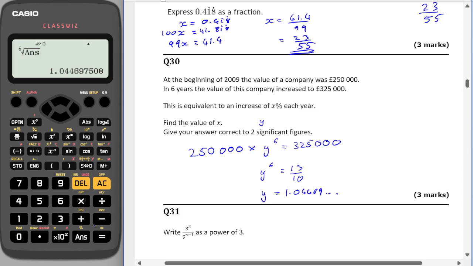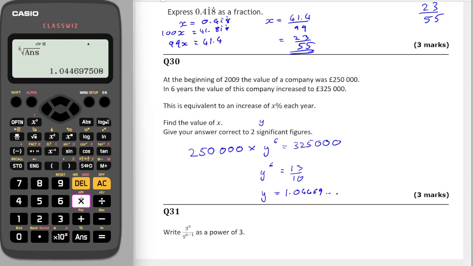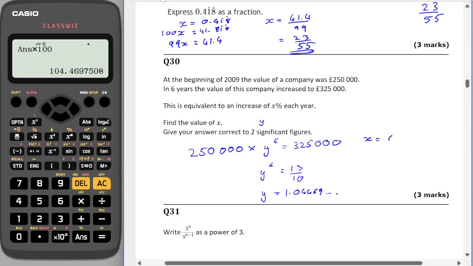1.0446 dot dot dot. So that's what it would be as a decimal, and x is the percentage. So if I in effect times by 100, I get 104.469. So my x value is going to be equal to 4.46975 dot dot dot. So to two significant figures, that's going to be 4.5%.